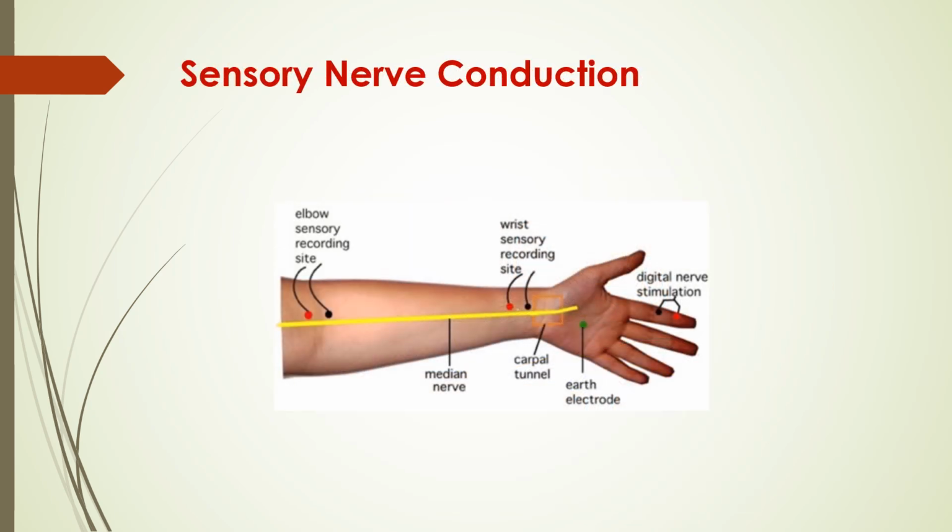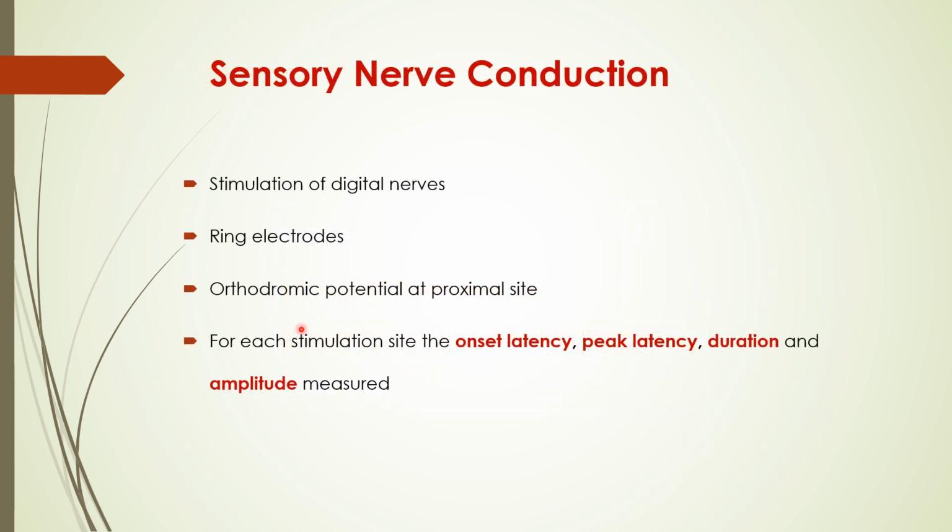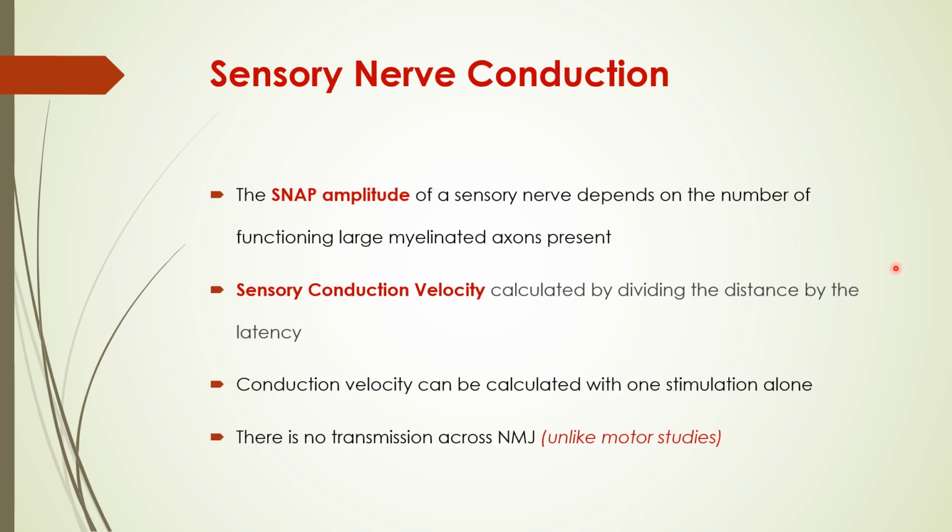Sensory nerve conduction is usually the opposite of motor nerve conduction. Here we stimulate the nerve distally and record proximally. For each stimulation, we calculate onset latency, peak latency, duration, and amplitude. SNAP amplitude of a sensory nerve depends on the number of functioning large myelinated axons present, and SNAP conduction velocity is calculated by dividing the distance by the latency. The only difference is that conduction velocity in sensory nerves can be calculated with a single stimulation point, because there is no transmission delay across the neuromuscular junction as in motor studies.